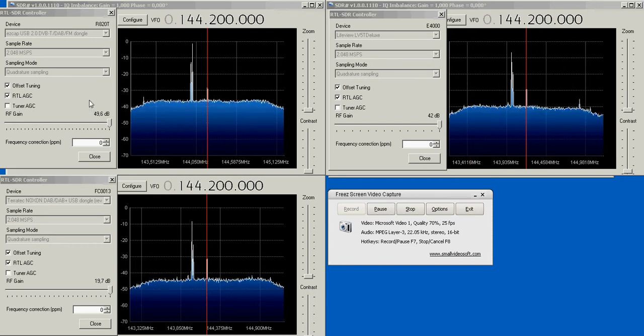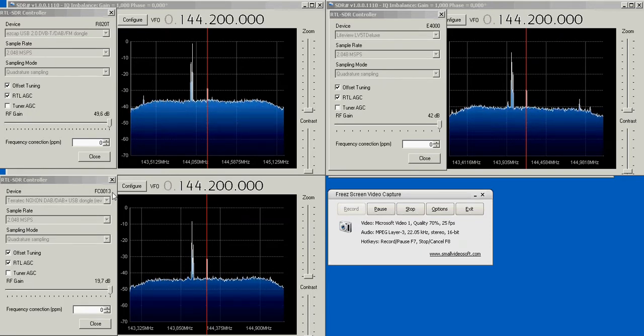Here we have three USB dongles running in parallel using SDRsharp. One has the R820 tuner, another one has the E4000 tuner, and the third one has the FC0013 tuner. At the moment there is no input signal and the center frequency is set to 144.2 MHz.